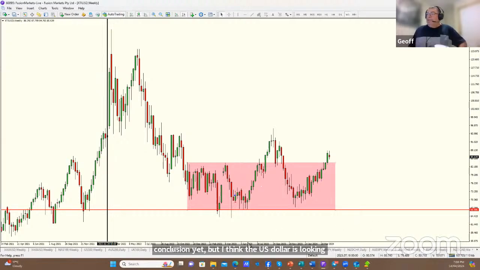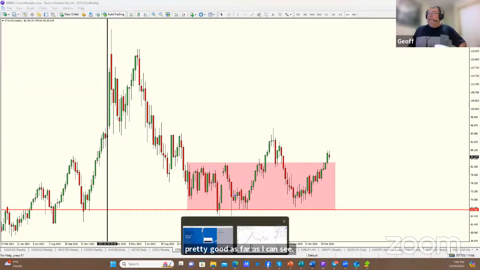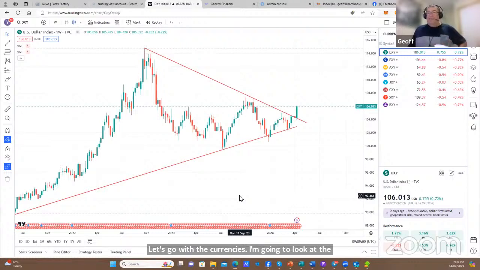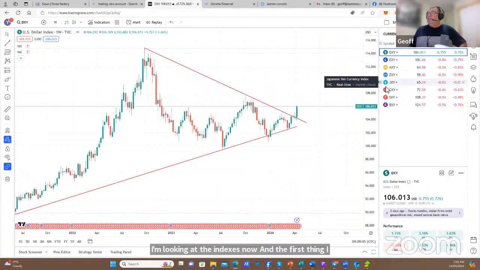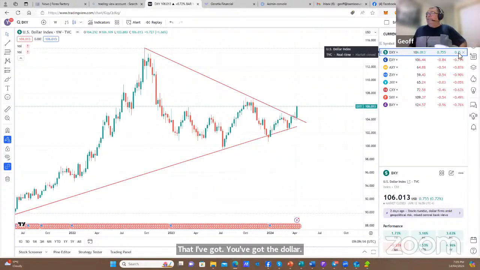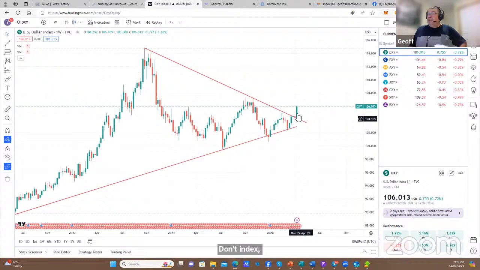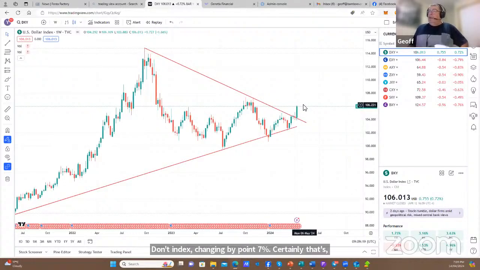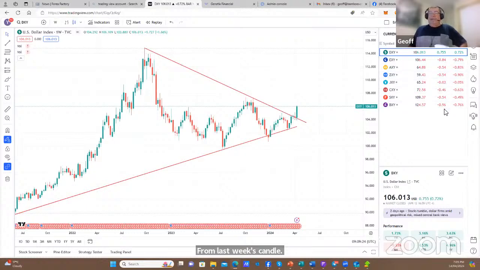Let's go with the currencies. I'm going to look at the relative strength of the currencies. I'm looking at their indexes now. And the first thing I look at, obviously, is the dollar index. And if you have a look at this side panel over here that I've got, you've got the dollar index changing by 0.7%. Certainly that's the indication that you're getting from last week's candle. But everything else against the dollar is weak, not surprisingly, given what we've just discussed.